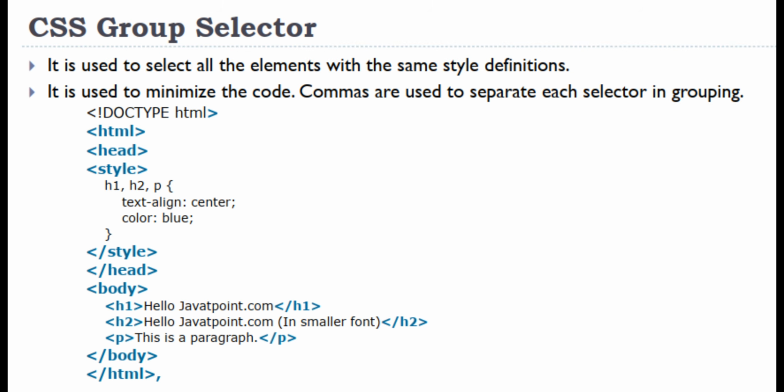CSS group selector. It is used to select all the elements with the same style definitions. It is used to minimize the code. Commas are used to separate each selector in grouping.